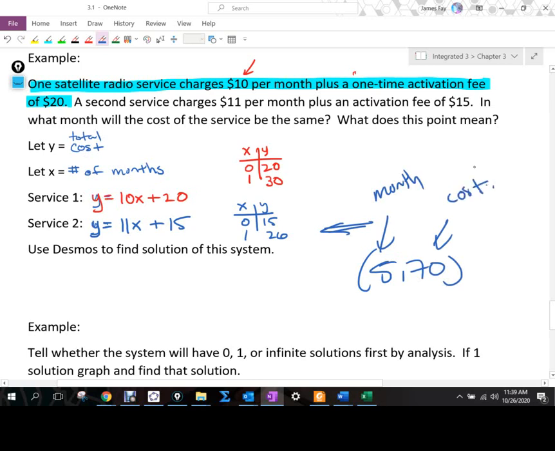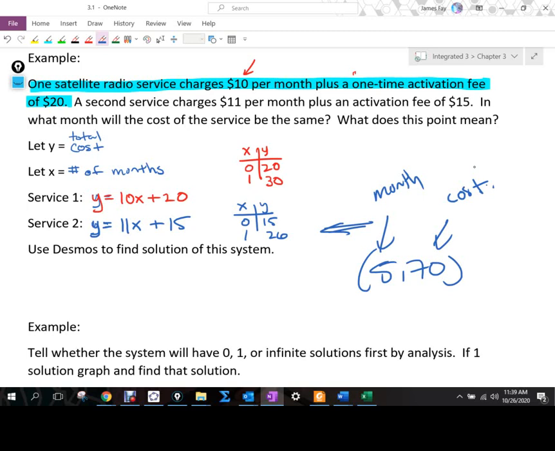So at the 5th month, or at the conclusion of the 5th month, I have paid in both services the same amount of $70, right? After the 5th month, one of those is going to be more expensive than the other. Before the 5th month, one is more expensive than the other. We see before the 5th month that the red one was more expensive, right? At month 1, it was $30 for the red one. At month 1, it was $26 for the blue one. After (5, 70), after the 5th month, the blue one is going to become more expensive, and the red one's going to be cheaper. Does that make sense to everybody?